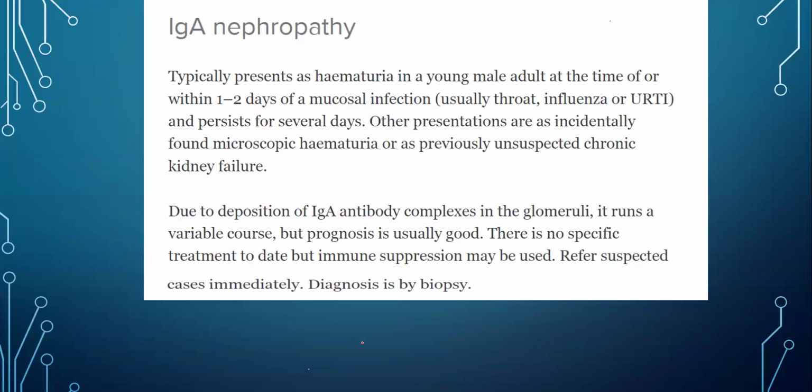So what is IgA nephropathy? It's a hematuria in a young patient. Most of the time it is a young adult. Sometimes it can be children. But the main presentation is hematuria. So hematuria at the time of or within 1 to 2 days of a mucosal infection. So the child has got a recent upper respiratory tract infection. During the upper respiratory tract infection or within 1 to 2 days of this infection, if the child develops hematuria, you would think of IgA nephropathy.